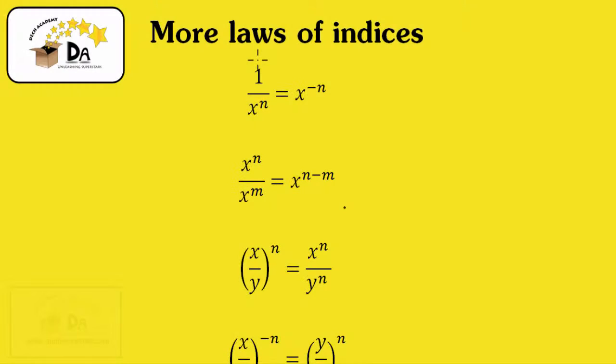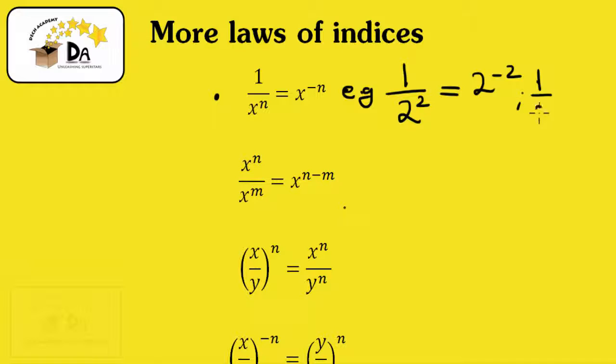Now we're going to take a look at the laws of indices that pertain towards algebraic division. For example, look at the first law we have here, which says 1 over x to the n can be written as x to the minus n. So for example, 1 over 2 to the 2 can be written as 2 to the minus 2. 1 over 3 to the 5 can be written as 3 to the minus 5. So all you do is clearly what it says.